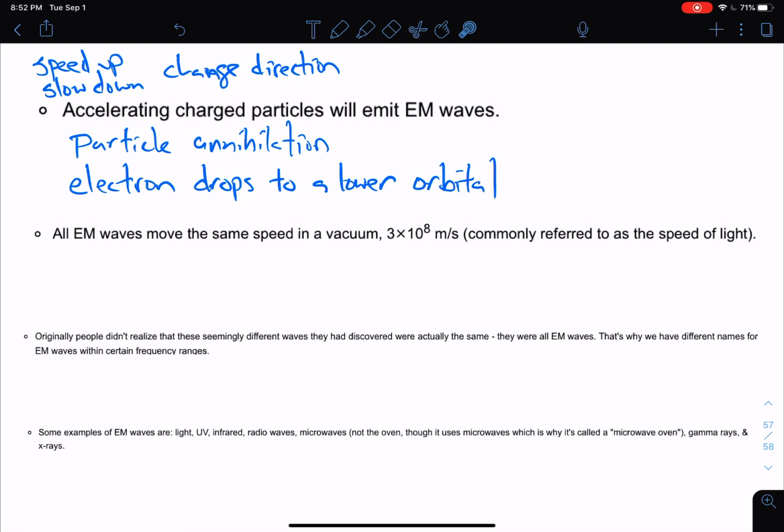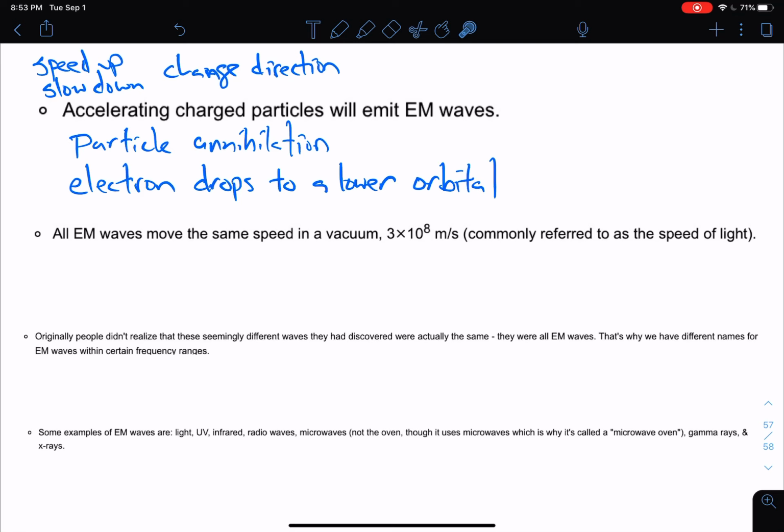Now, all of these EM waves move the same speed in a vacuum: 3 times 10 to the 8th meters per second. We commonly refer to this as the speed of light. It doesn't matter if we're talking about visible light, ultraviolet, infrared, radio waves, microwaves, gamma rays, or X-rays. They're all EM waves. When they're moving through a vacuum, they'll all move at the speed of light.